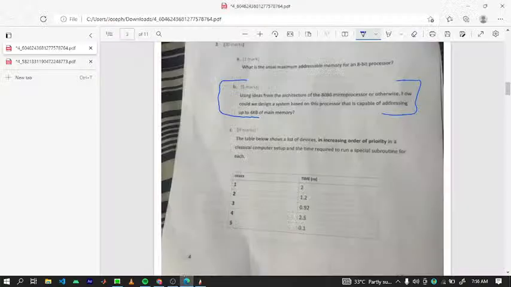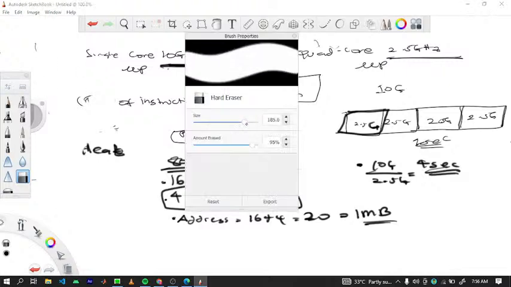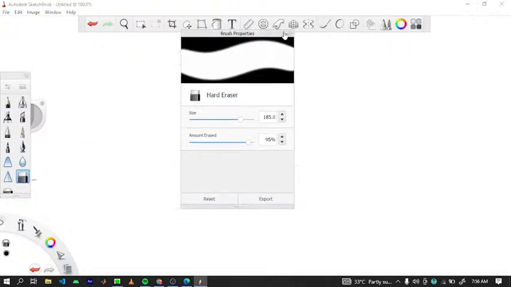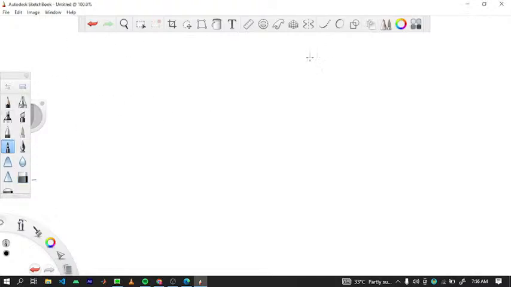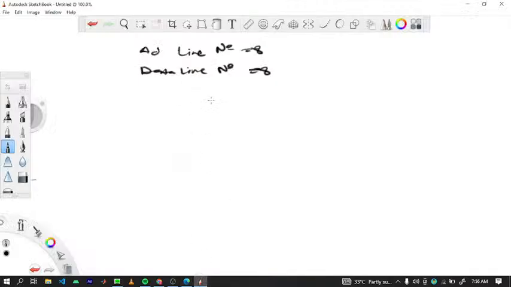So here he's asking what is the usual maximum address for an 8-bit processor? So for an 8-bit processor, usually the number of address lines equals the number of data lines. So if you have a data line number of 8, you have an address line number of also 8 in the usual case, because they use the word usual. Understand? So we'll go with the same formula.